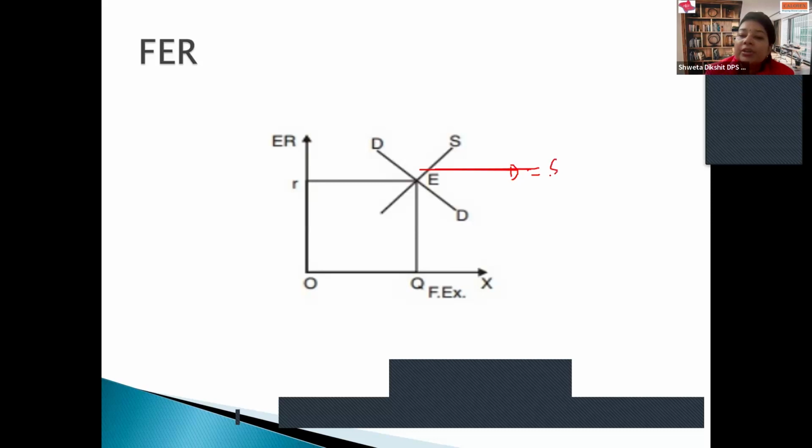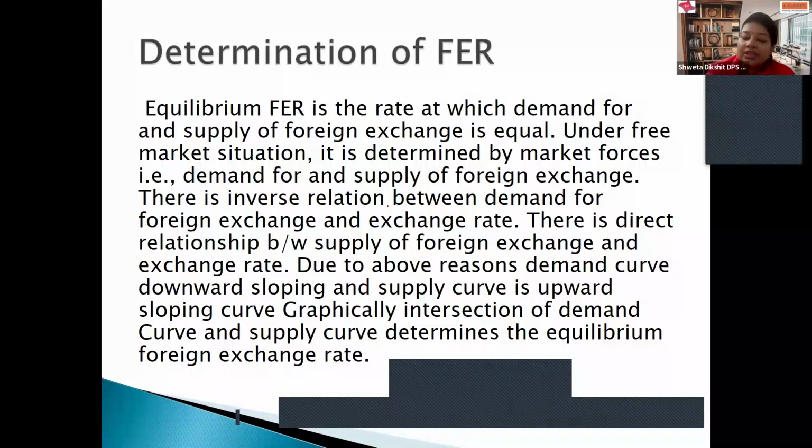In the same way, here you can see that this demand curve, which is a downward sloping curve, and supply curve, which is an upward sloping curve, are intersecting each other at point E. And this is the rate which is fixed between the two currencies. So from O to R is the rate, and O to Q is the quantity of the foreign exchange which the country is ready to demand and the other country is ready to supply. So this is known as flexible exchange rate system.